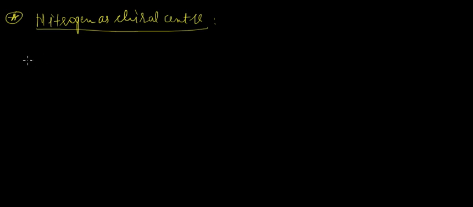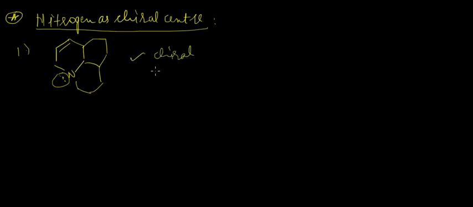Okay, so let's say here we have, for example, this. Does it have a chiral center? Yes. There are four different groups attached to a nitrogen atom. It is sp3 hybridized, hence it has a chiral center and it is optically active. Okay, let us look into the second example.